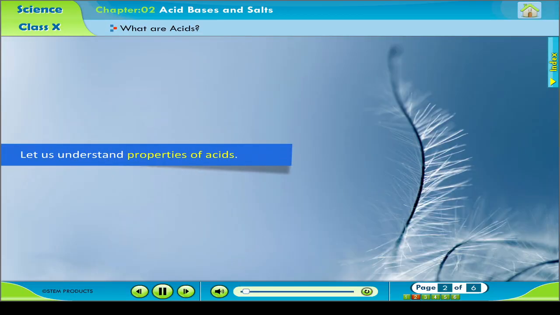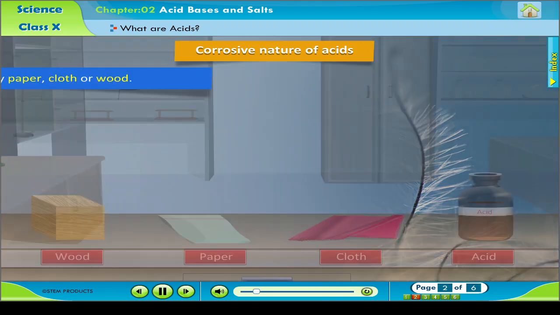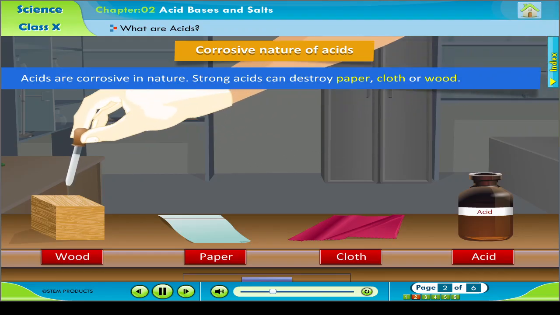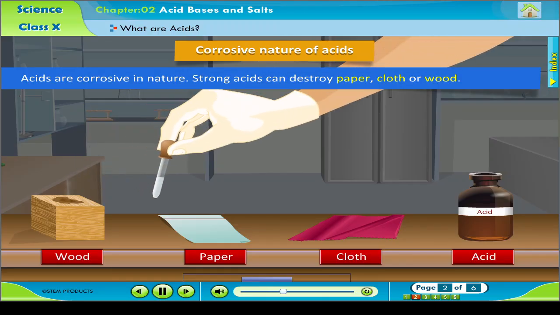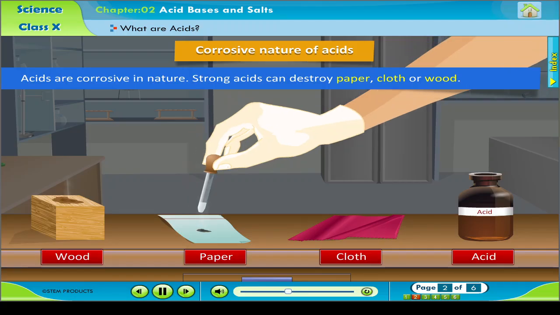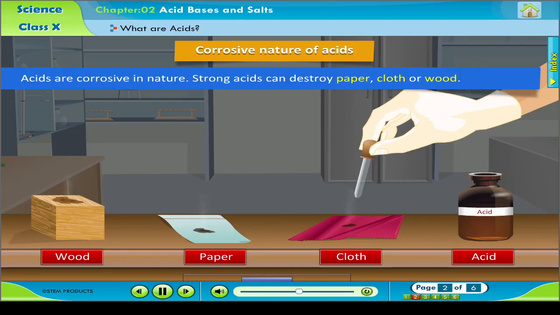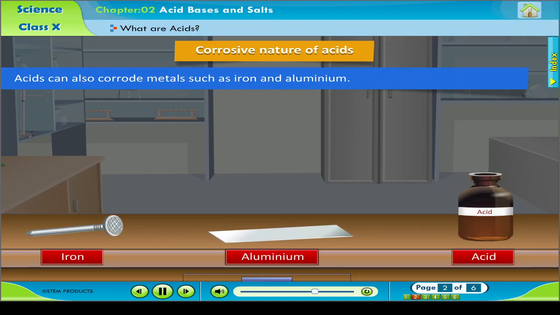Let us understand properties of acids. Corrosive nature of acids. Acids are corrosive in nature. Strong acids can destroy paper, cloth or wood. Acids can also corrode metals such as iron and aluminium.